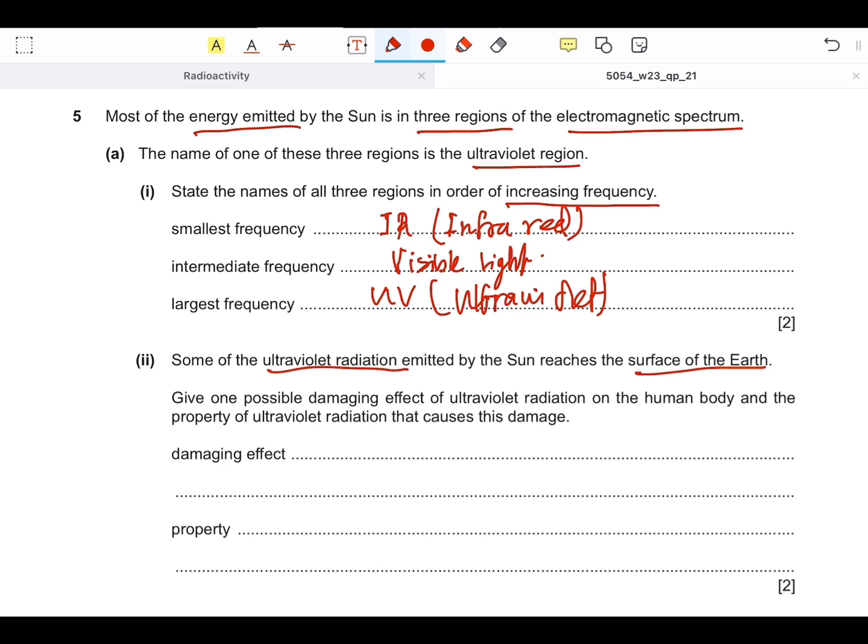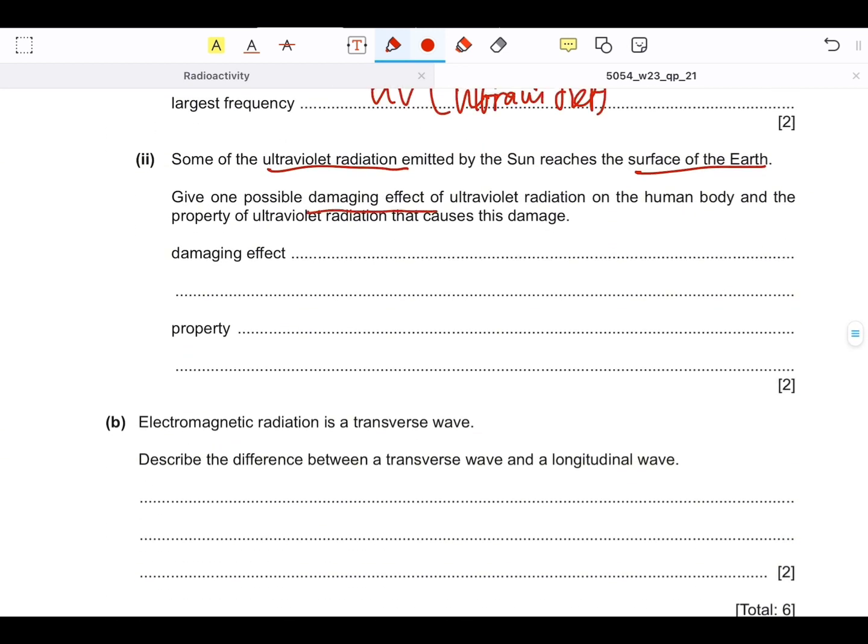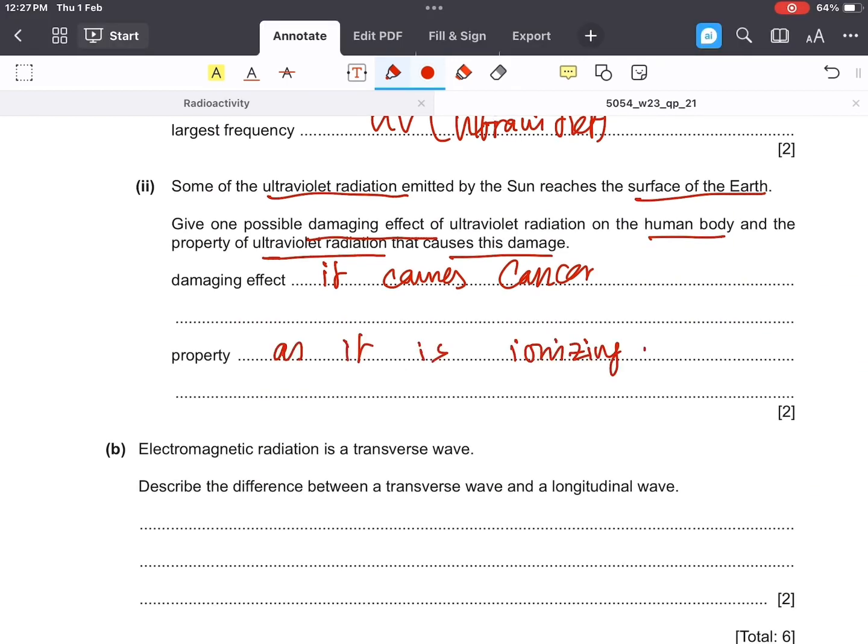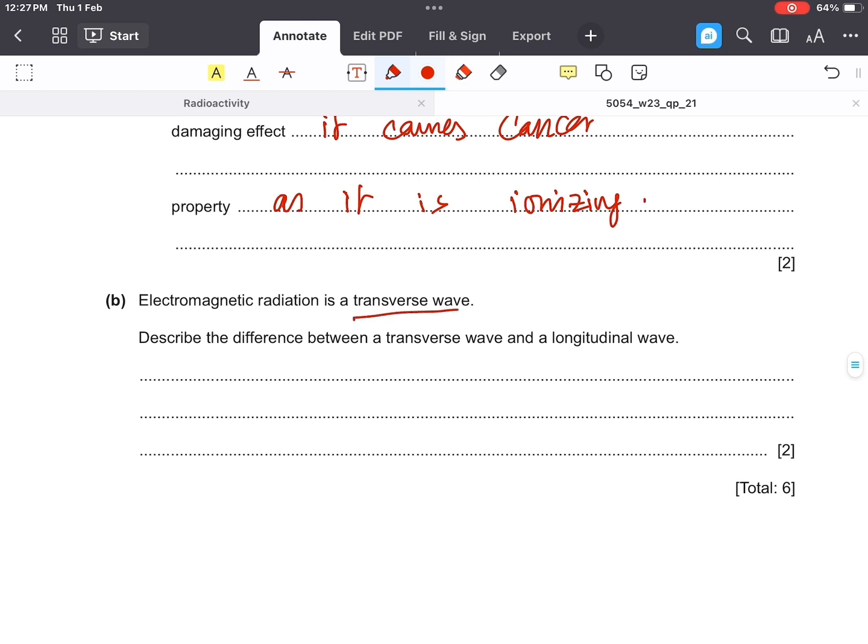The next question: the ultraviolet radiation emitted by the sun reaches the Earth's surface. State one possible damaging effect to the human body and one property of ultraviolet that causes this damage. So the damaging effect is it can cause cancer. Now the property that causes this damage is ionization. So we can write that it is ionizing.